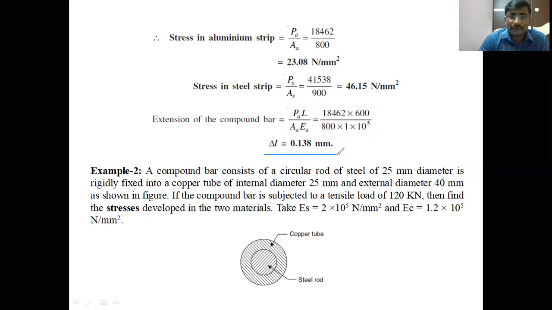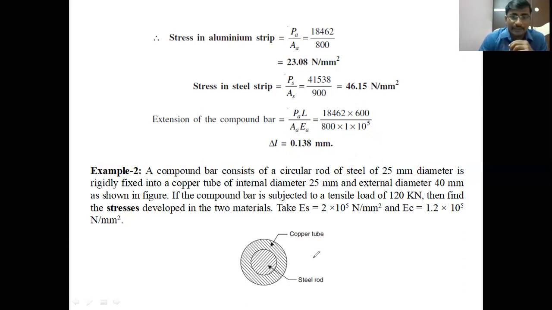So upon substitution of all the values into the equation, we get the extension of the compound bar, or extension of the aluminum or steel, equal to 0.138 mm. 0.138 mm will be extended by applying the load of 60 kilonewtons on that compound bar. Clear, students? This is the first problem. I took more time to explain this.